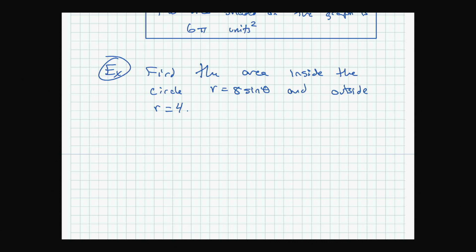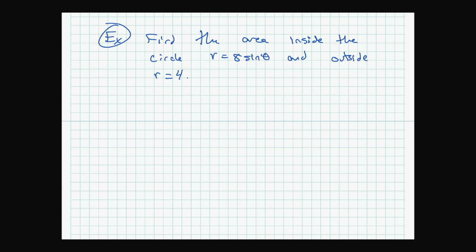Okay, now again, you don't need to know what this looks like. Well, you do actually. I was going to say you don't need to know what this looks like to do the integral, but you do. So again, this is where you would want to use a graphing tool to help you here. So when they say inside the circle and outside the other circle, you put the outside one here, and then you put the inside one here. So r is supposed to be between outside r equals 4 and inside 8 sine theta.